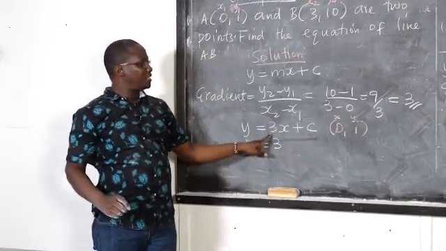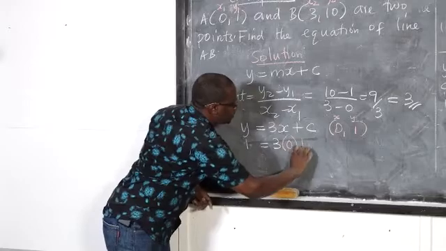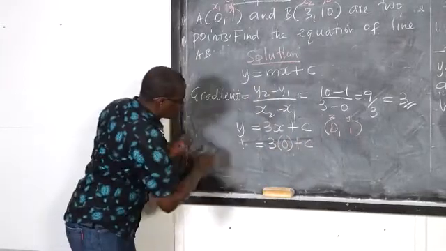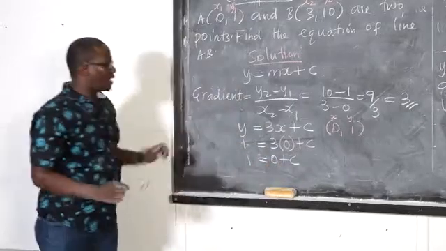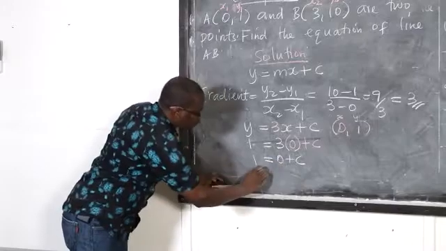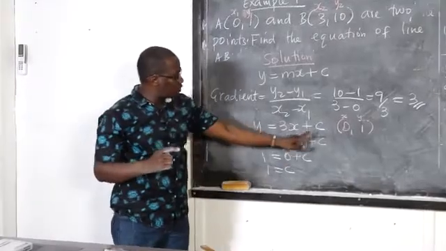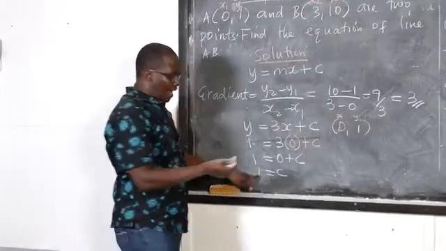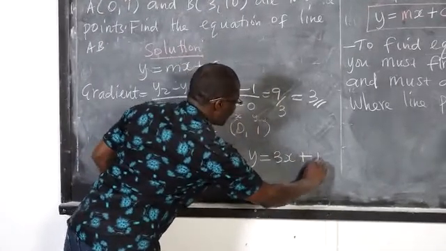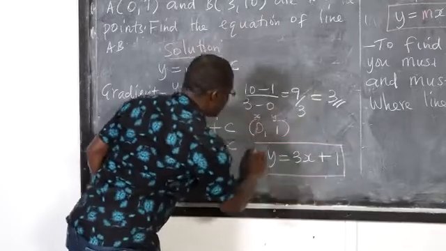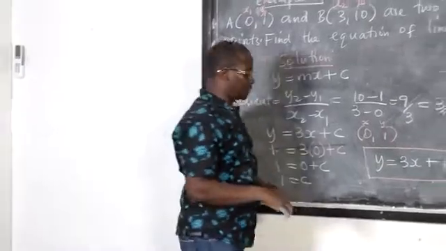Remember, 3x simply means 3 times x. So where there's x, you put 0 in brackets, plus c. So this will give us 1 equals 3 times 0, which is just 0, plus c. So from here, you will be able to see that the value of c is 1. After that, in our final answer, you need to substitute c with 1. So our answer now will be y equals 3x plus 1. So this is the equation of that line AB, line segment, that is.